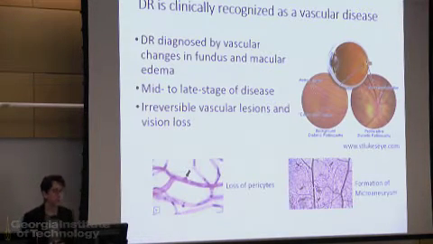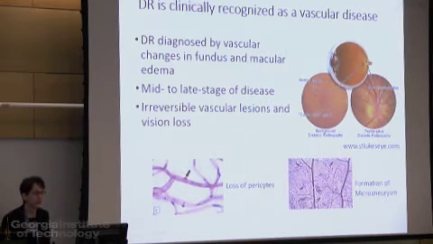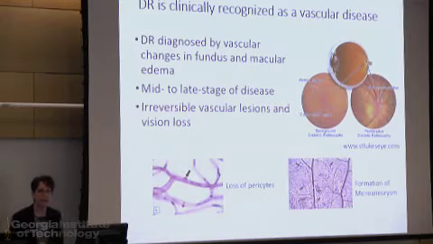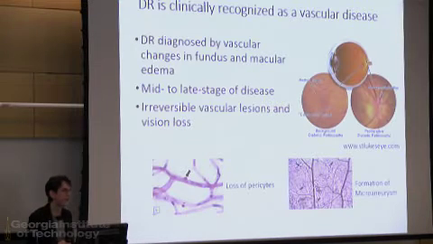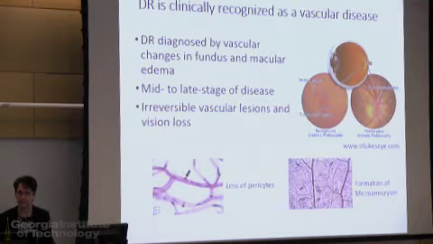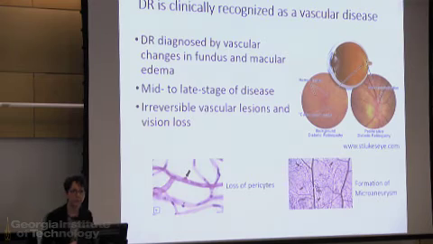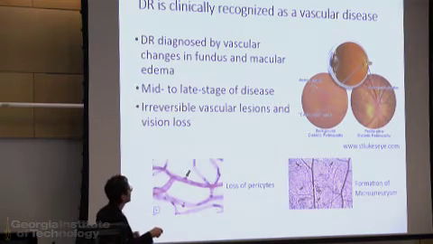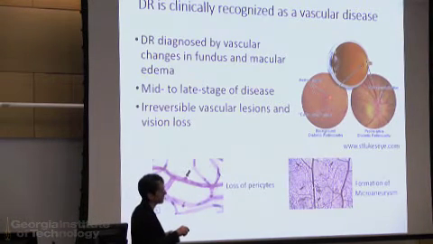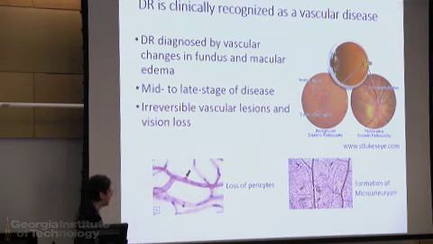Now, let me tell you a little bit more about diabetic retinopathy and how it's currently diagnosed. So it's clinically recognized as a vascular disease. And so patients that have diabetes are told to go and get an annual eye exam where the doctor will dilate their eyes and they'll look in with a fundus camera to look at the blood vessels. And when they look in, they might see something like this, some hemorrhages indicating bleeding, some cotton wool spots, or even some neovascularization that happens in more late-stage disease.